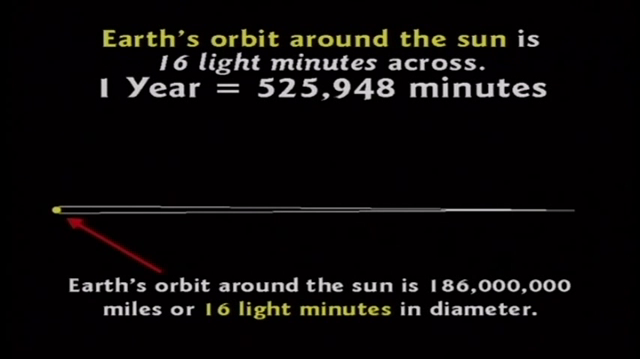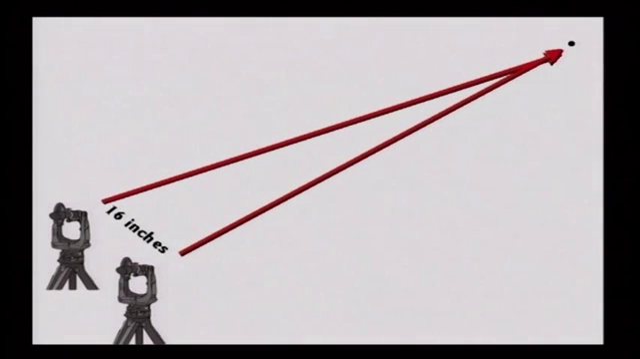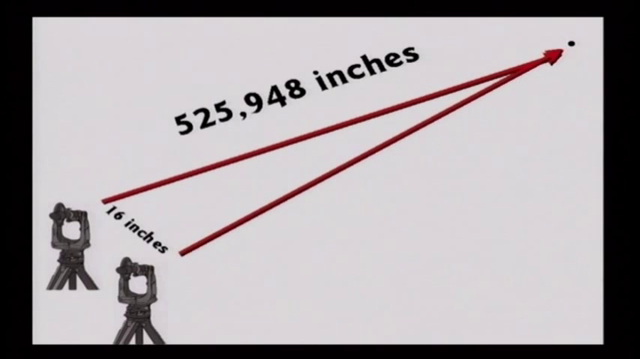Now, if you were going to look at a star that was 1 light year away, and apparently none of them are that close, you would have a very skinny triangle, because a year has 525,948 minutes in it. That's about like having two surveyors set up their instruments 16 inches apart and focus in on a dot 525,000 inches away. What we're going to do here is translate the light minutes into inches, so the analogy makes sense. Well, 525,000 inches is 8 1/4 miles.